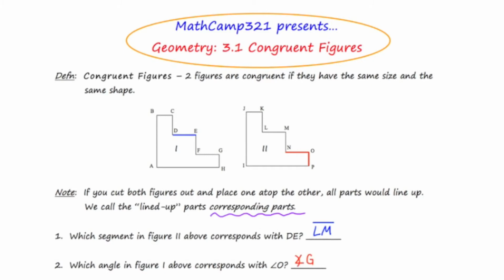So if two figures are congruent, they have the same size and they have the same shape, and if you cut one of the figures out and place it on top of the other such that all of the parts would line up, those parts would be called corresponding parts.